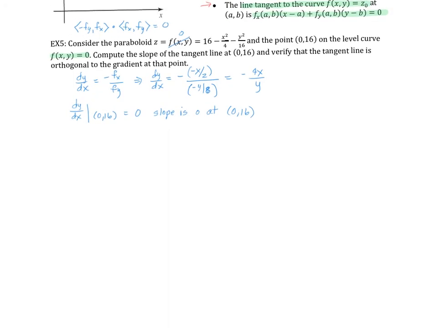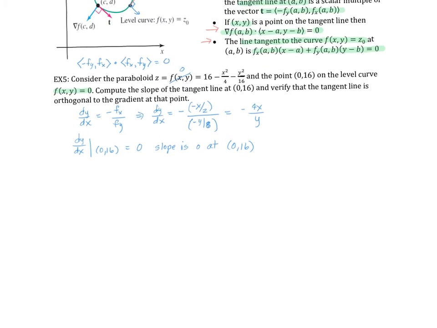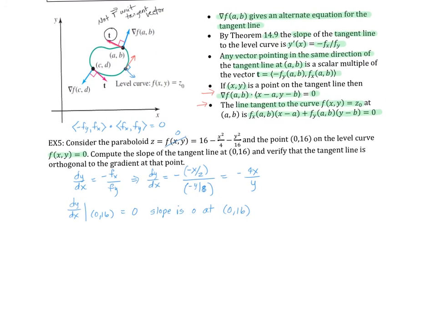The next part of the question says to verify that the tangent line is orthogonal to the gradient at that point. Because we're talking about the tangent line, now, if we look at this last bullet, it gives us the equation of the tangent line. But notice that it's not in vector form. If I'm verifying that the tangent line is orthogonal to the gradient vector, then I need to write my tangent line in terms of a vector. And this is very easy to do.